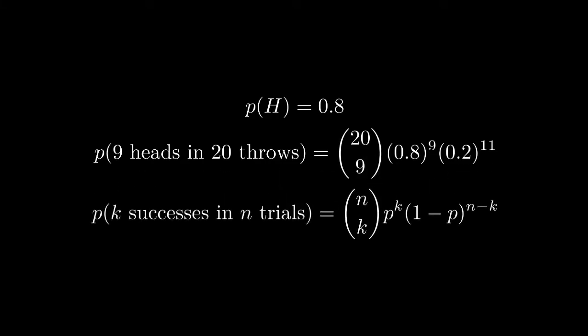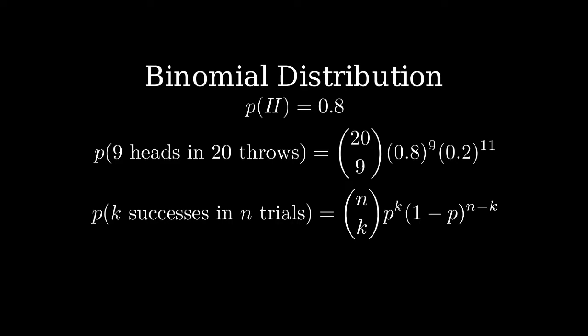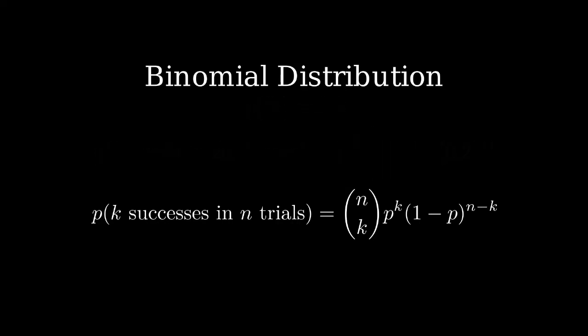In general, for the binomial distribution, we have probability of success p and k successes out of n trials. For our coin example, we considered flipping heads a success. The expression shown is a probability mass function for the binomial distribution. Shorthand for the binomial distribution for n trials and success probability p is binomial n, p.